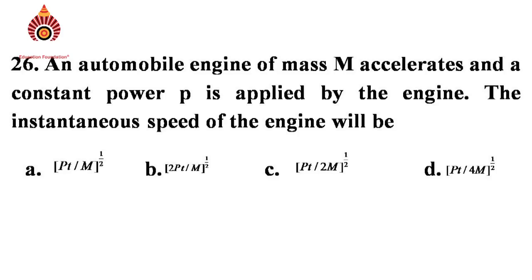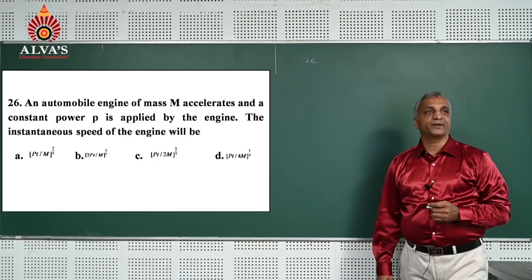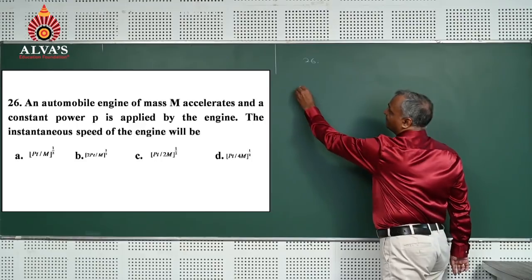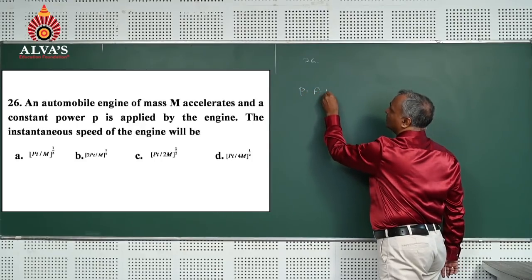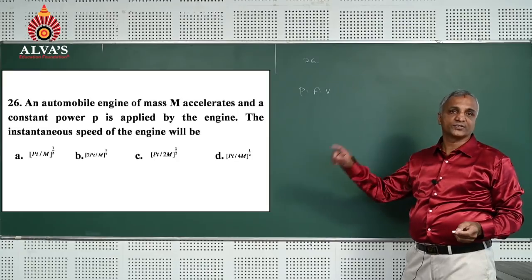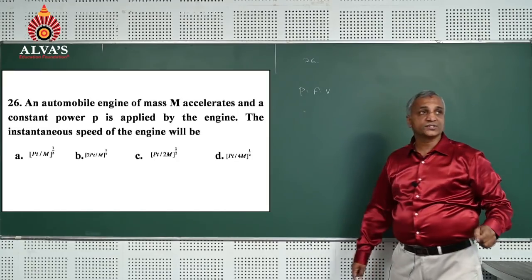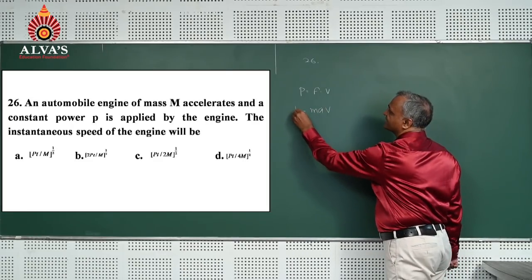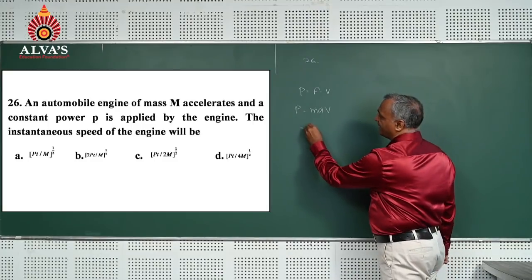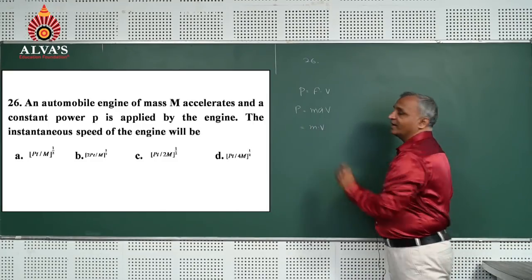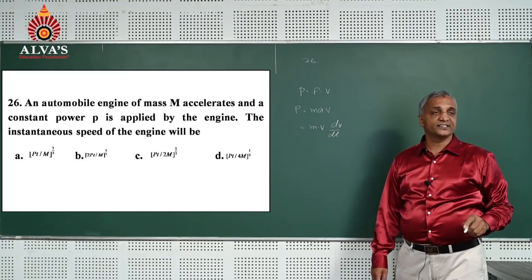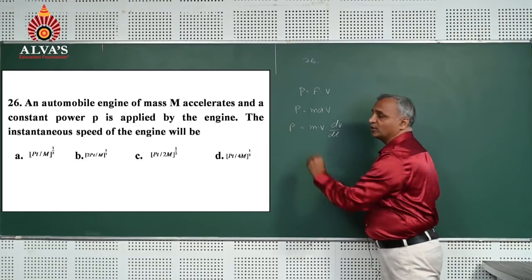Question number 26. An automobile engine of mass m accelerates and a constant power P is applied by the engine. The instantaneous speed of the engine will be? We know that the power developed is nothing but force into velocity. In fact, it is the dot product of force and velocity. And force, by Newton's second law, I can write as m into a, into v. This is P. So m into v into acceleration, which is nothing but dv divided by dt. The rate of change of velocity is nothing but acceleration. So this is equal to P.